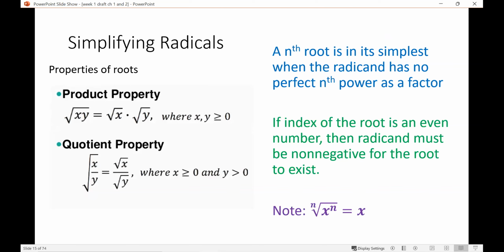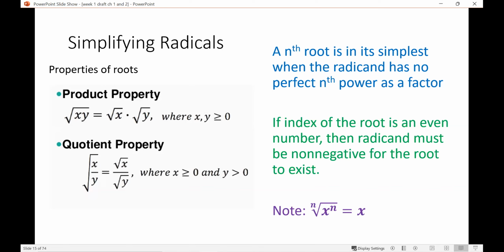So let's talk about how we simplify radicals. Radicals follow the same properties as exponents because I'm going to show you later they really are exponents, okay? So we have the product property, which tells us that if we have the product of two numbers inside a square root, we convert that to the product of each of those numbers square rooted. And we also have the quotient, which allows us to distribute that radical over the quotient, okay? And we can deal with the numerator and the denominator separately.